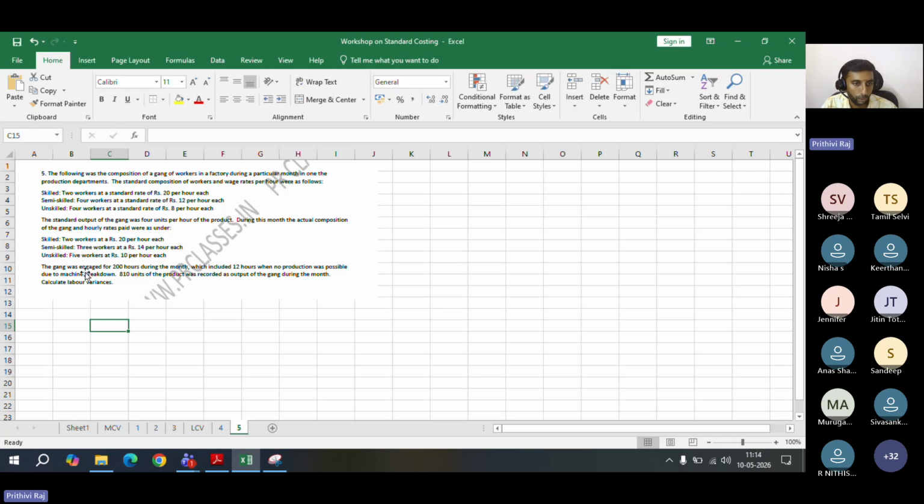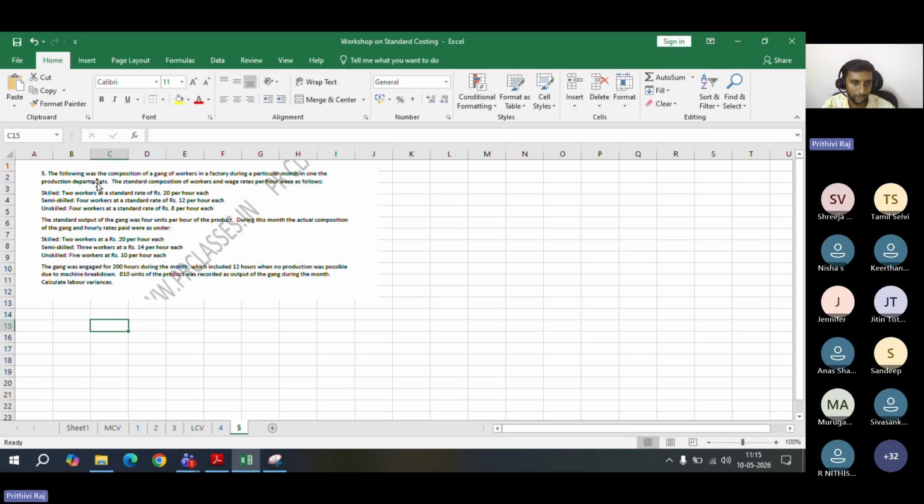The gang was engaged for 200 hours during the month, which included 12 hours when no production was possible due to machine breakdown. So when it is given like this, you should understand that for 12 hours there are no productive working hours due to machine breakdown. So this 12 hours is idle time, and idle time variance has to be calculated. They won't explicitly say to calculate idle time variance. In the question itself, based on this line, you should understand this sum is an idle time variance sum. 800 units of finished product was recorded as the output of the gang during this month.